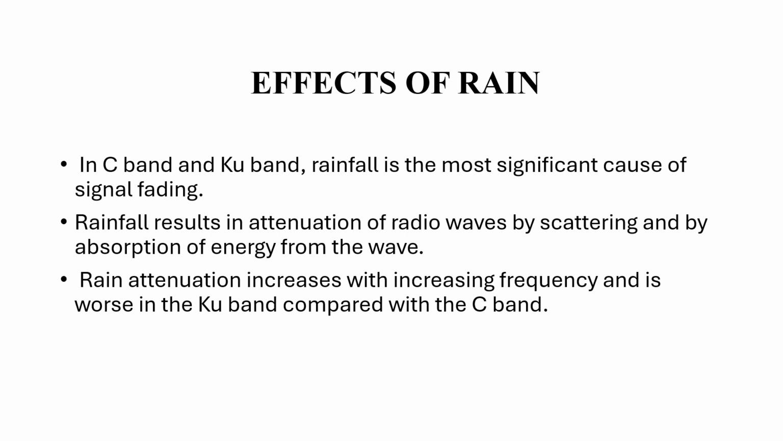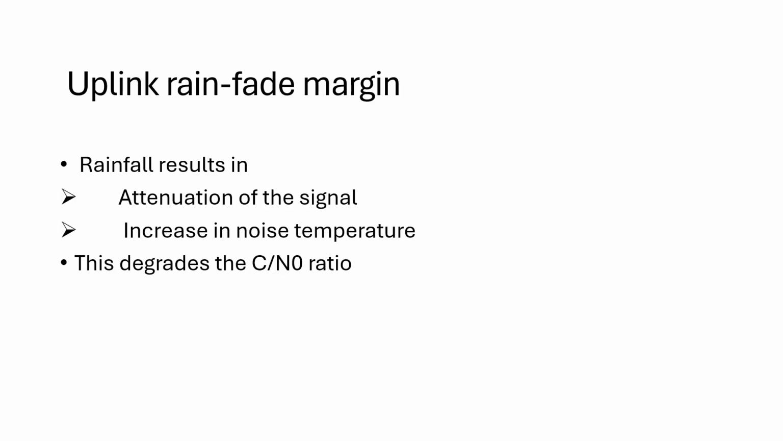So, in C band as well as Q band, rain has a significant effect. Rainfall results in attenuation of radio waves by scattering and by absorption of energy from the wave. Rain attenuation increases with increase in frequency, and it has severe effects on signals transmitted in Q band as well as in C band.